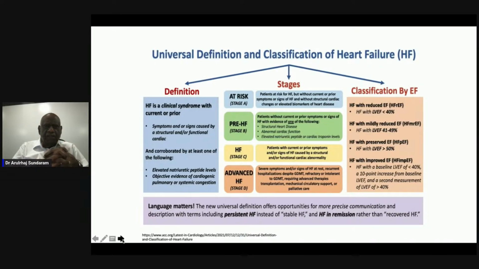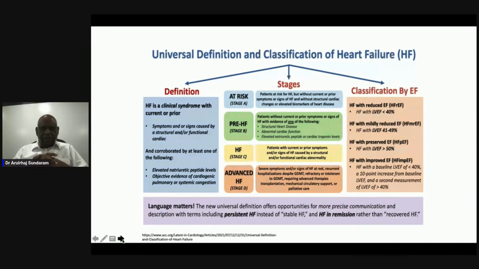There are many classifications available by definition, by stages, but classification by ejection fraction is the one which is being followed now. There is heart failure with reduced ejection fraction, when ejection fraction is less than 40. And there is a mid-range between 41 to 49. Heart failure with preserved ejection fraction when the EF is above 50. Heart failure with improved ejection fraction, which was below 40, now it has come above 40. These are all the clinically appreciable follow-up of the heart failure.